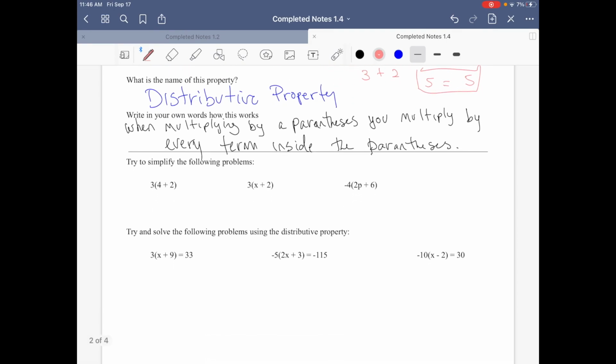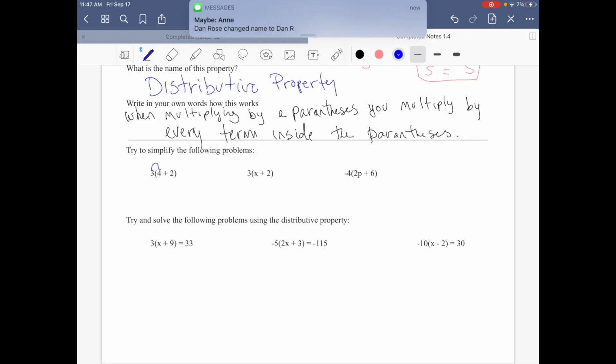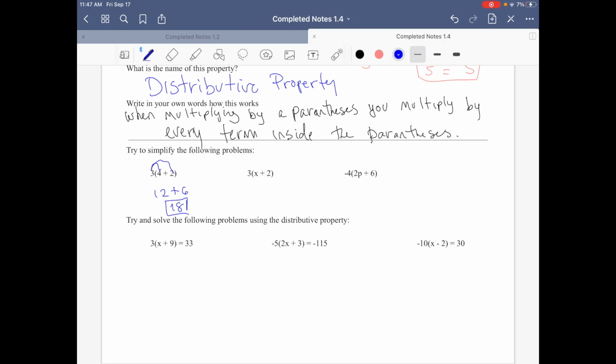So let's take a look at some of these other ones. This is a little bit clearer of an example. If I go 3 times 4 and 3 times 2, I can say 3 times 4 is 12, 3 times 2 is 6, so that's 18. Same thing here. I can say 3 times x, that's 3x, and 3 times 2 is 6. That's as far as we can go with that.